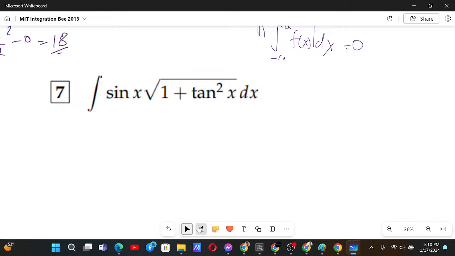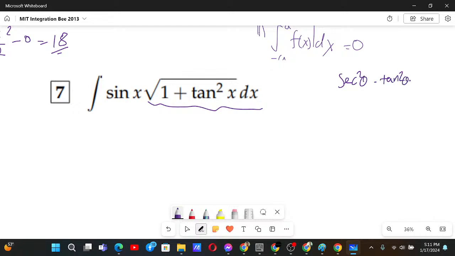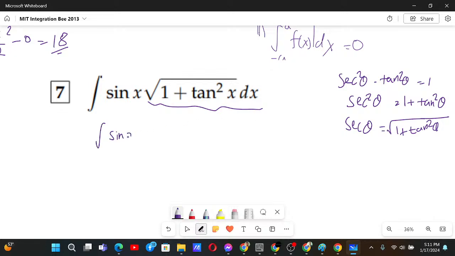Okay. So for this problem, we know that this is the standard formula. We know sec square theta minus tan square theta is equal to 1. So sec square theta is equal to 1 plus tan square theta. So sec theta is equal to root under 1 plus tan square theta. And so this is sin x times sec x dx.